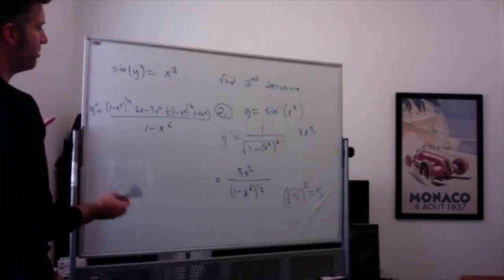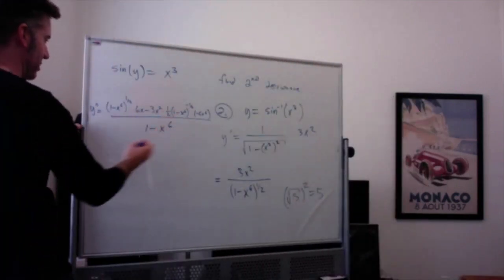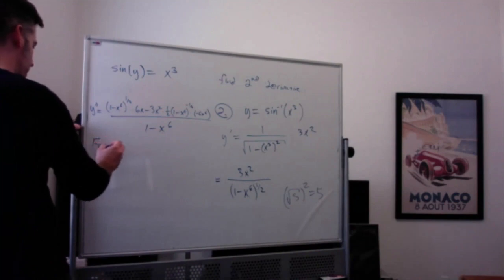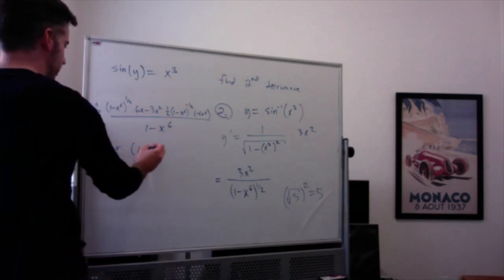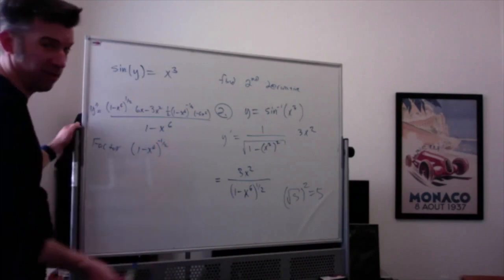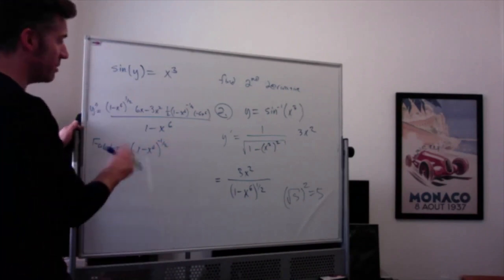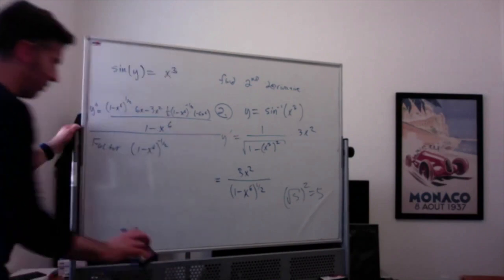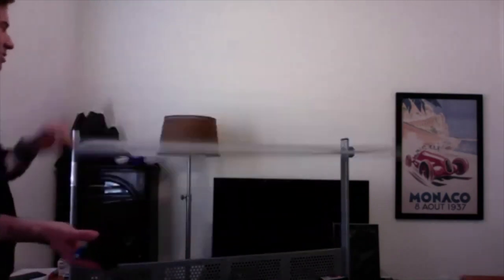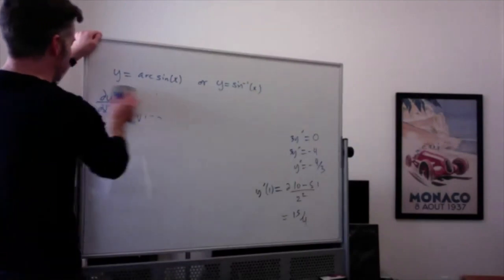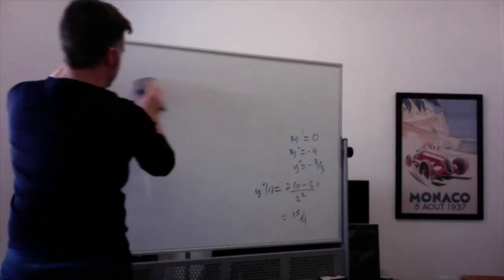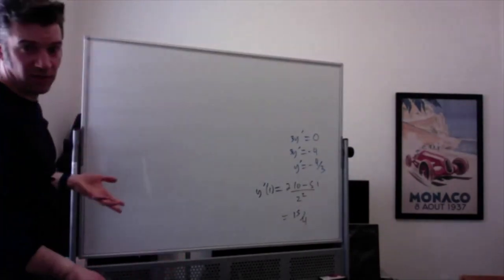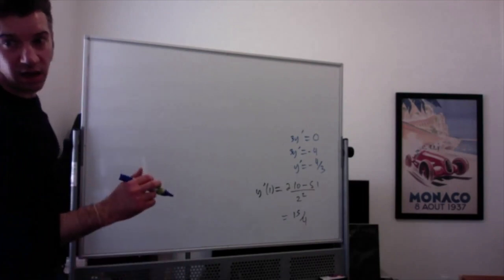I will just mention, if you really wanted to simplify this more, you could factor out a (1 minus x to the 6th) to the negative 1/2 on top. Maybe we'll do that. If you guys want to do that, we can do that. But let's talk about the other way before we talk about factoring, because I feel like the other question was the one that was more being asked. So the other way of looking at this was, let me remind myself here.